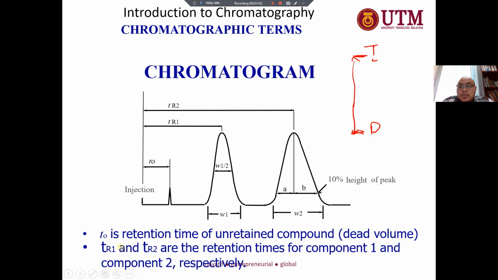TR, or we can put the numbering TR1 or TR2. TR is the retention time. In this figure, TR1 is the retention time of compound 1, or component 1. TR2 is the retention time of component 2. So usually we use the term TR for retention time, or the other name that you can use is RT for retention time.